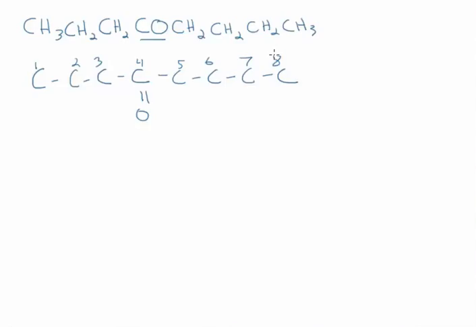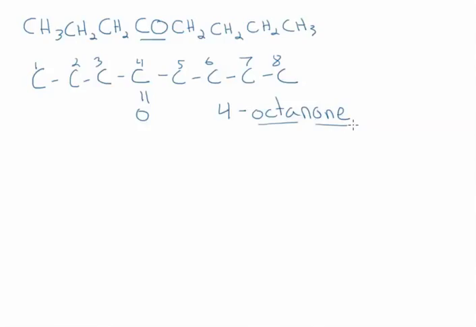So 4, this is an 8 carbon chain, so it's octane. We drop that final E and add O-N-E. So this is 4-octanone. The 4 tells us that's where the functional group is. Octa tells us that there are 8 carbons in a chain, and O-N-E tells us that it's a ketone at 4. So all parts of this name do something to help us know what we're talking about.